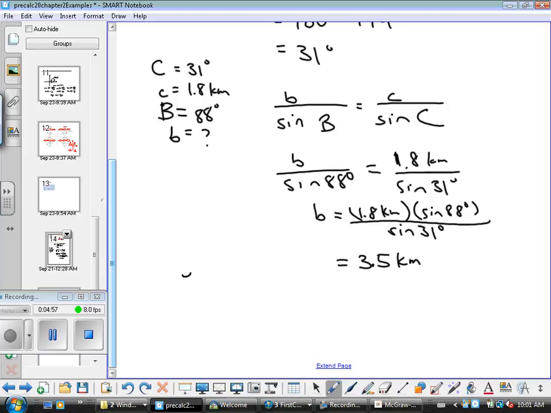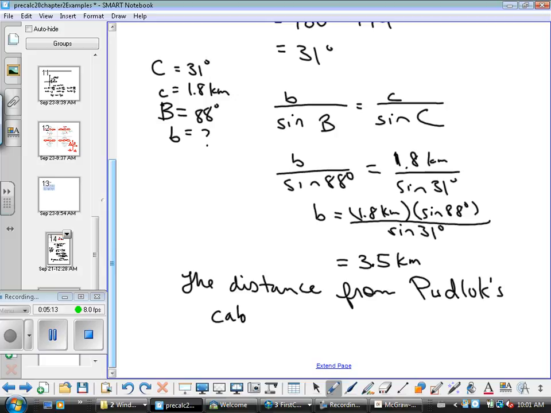And so then you would say the distance from Pudluck's cabin to the store is approximately 3.5 kilometers. And so yeah, those are nice, especially when you're looking for an unknown side and you have the angles. The sine law works really well for finding unknown sides.